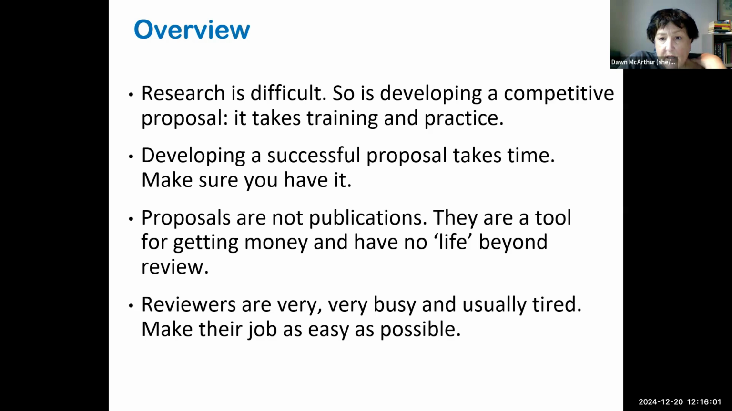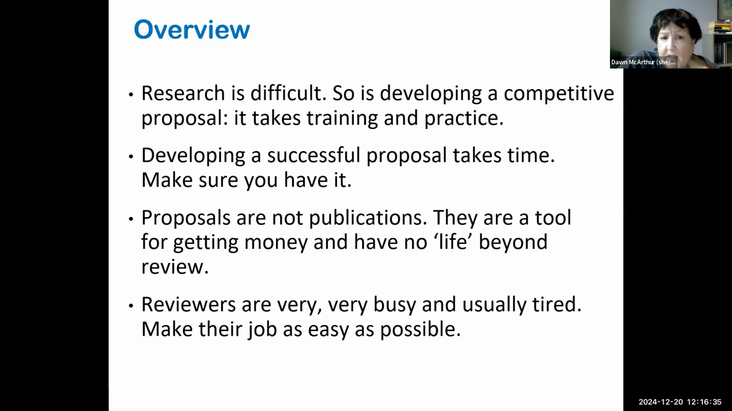And in recent years, it's been my experience that reviewers are getting a little bit more random than they used to be, in part because the funding rates are going down. So for Canadian Institutes of Health Research right now, the funding rate is about 15%. That means 85% of proposals are not going to get funded in any given competition. And so trying to get yourself into that top 15% has a level of subjectivity and randomness to it. And training and practice do help with that.